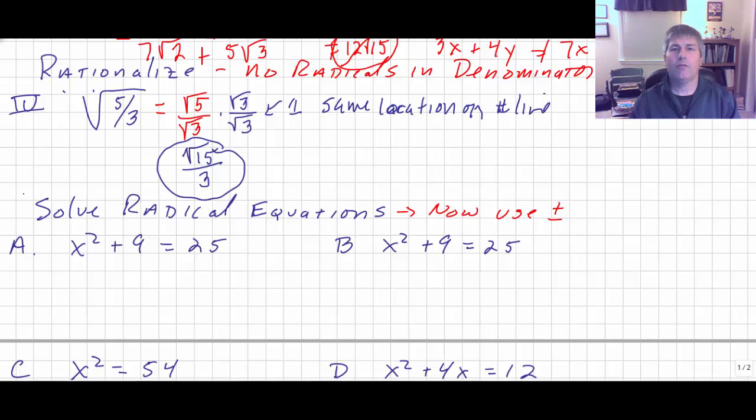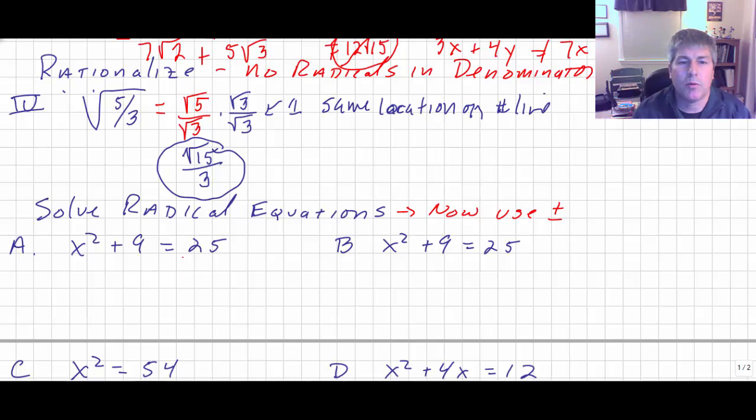Now, you'll also be asked to solve radical equations. And here, when we're solving for x or we're solving for y, we have an equal sign. Now we're going to use the plus or minus. Okay? And here's an example.